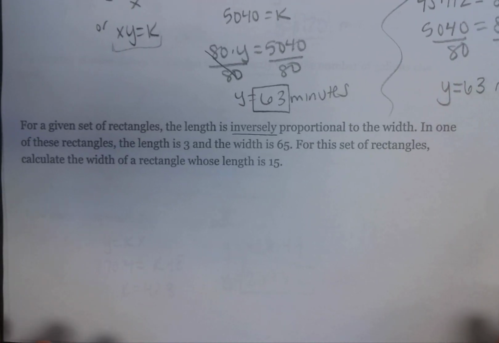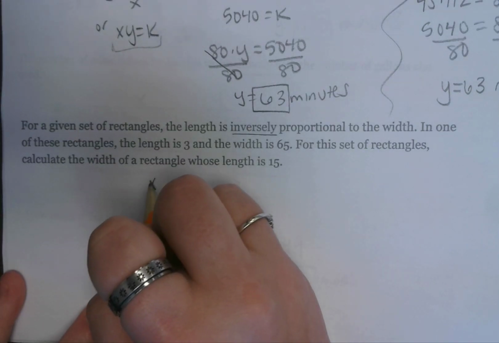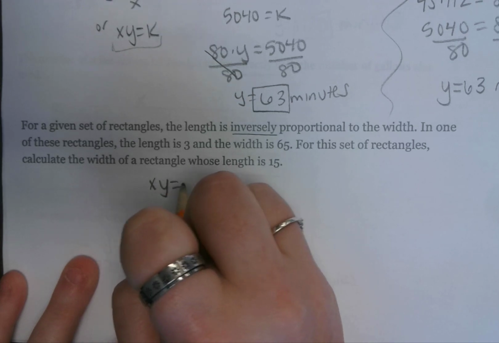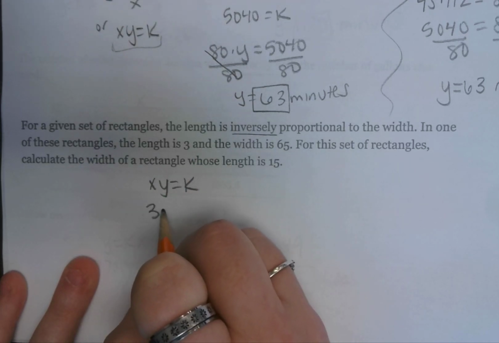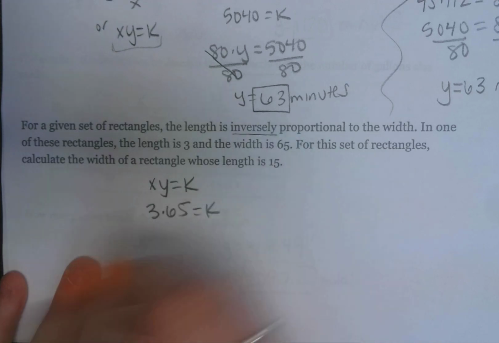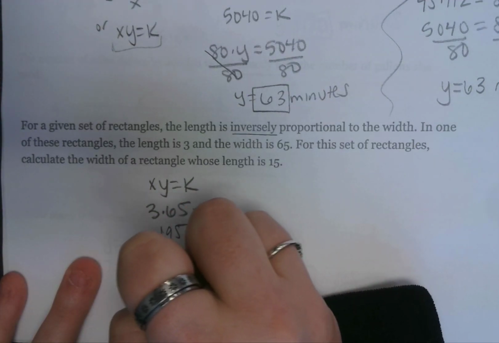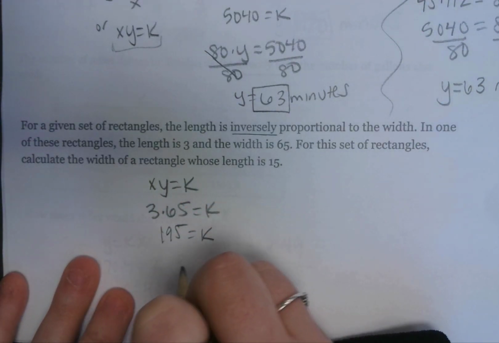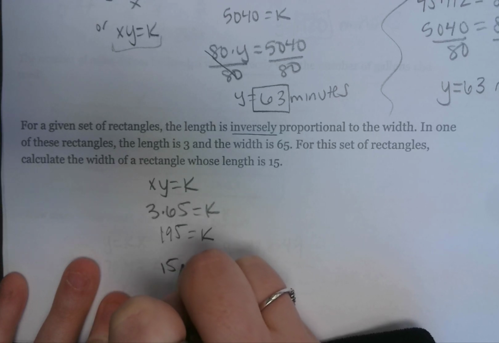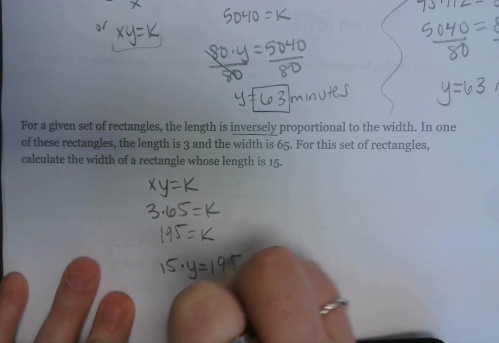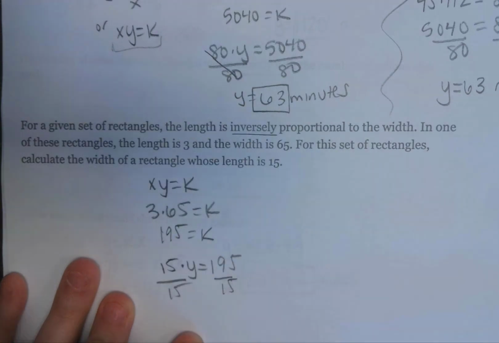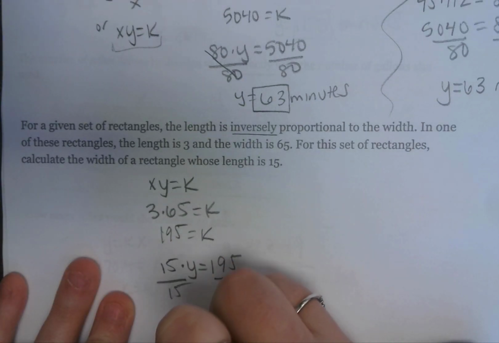So for the second type here, we're looking at length and width being inversely proportional. So we have our length of 3 and our width of 65. So if we do 3 times 65, we get 195 for our k. Then we have our 15 times our new y equals 195, and we just have to divide. And we'd get 13.